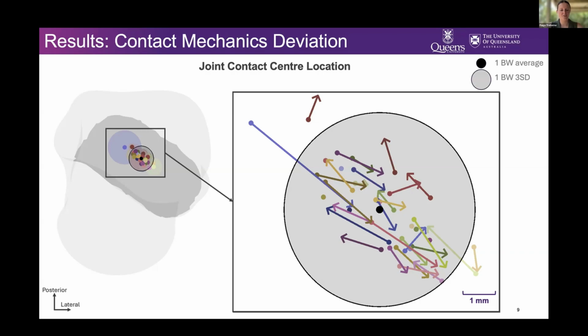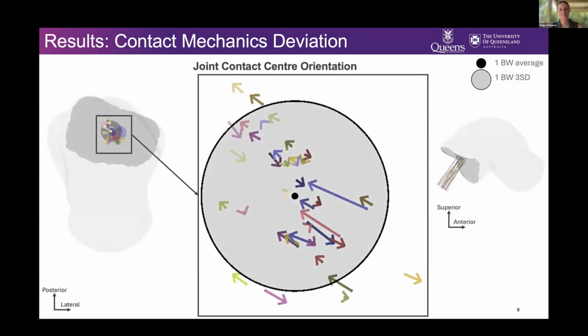But one thing that is really important to note here is that this is quite a small area on the articular surface. This gray circle accounts for about 5% of our entire surface. So while there is a lot of variability happening, it does appear to be quite small, suggesting that the subtalar joint loading remains quite constant under added mass.